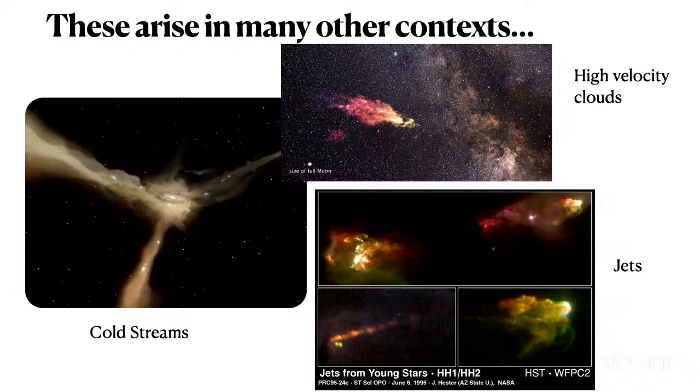And these things are ubiquitous, right? We think that they're cold streams in high redshift halos, redshift 2 and 3, which plunge in and feed the central galaxy, right? We know that there are high velocity clouds in the Milky Way that are falling in and undergoing mixing, right? And we see jets, for instance. Everywhere you look, there's shear and there's radiating. And how do these things interact? And what's the resultant exchange of mass, momentum, and energy?